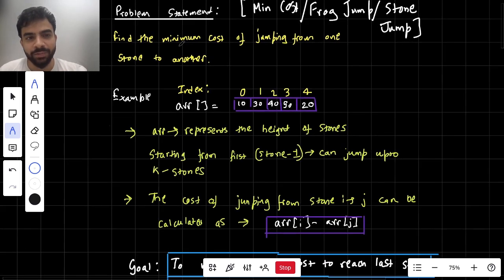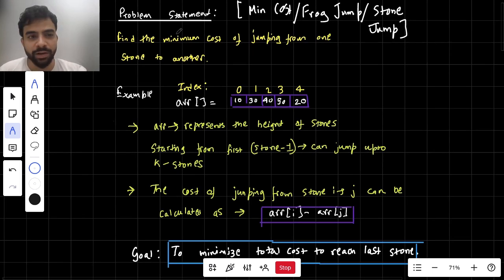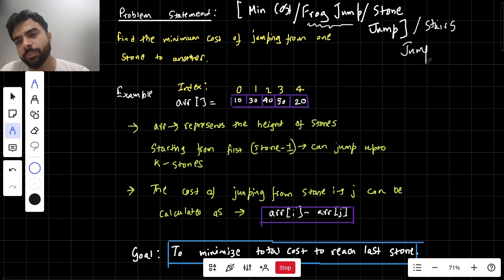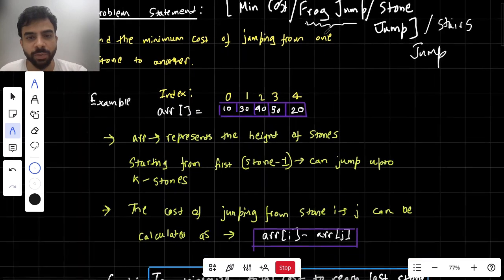And today's problem is on dynamic programming, and today's particular problem statement is that we have to find the minimum cost of jumping from one stone to another. This is one of those similar problems which we have encountered in minimum frog jump. If the problem statement tells that it's a minimum frog jump, you are going to apply the same logic. It can also be the minimum cost required to jump the stairs. So I can also say stairs jump problem, and also a stone jump problem, and that's how we have to solve this particular problem.